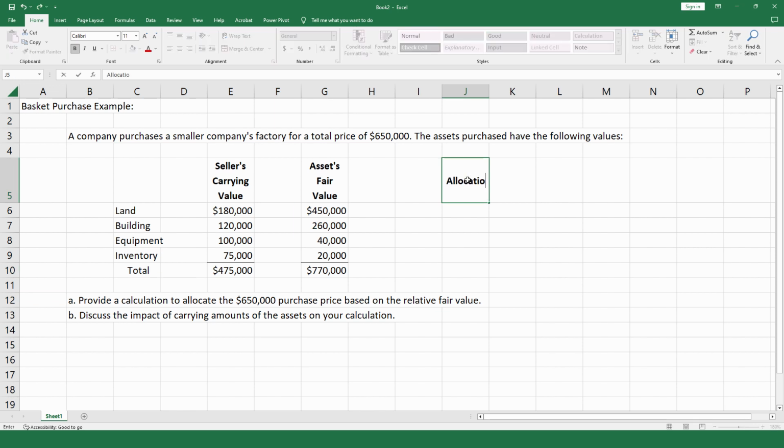So the first thing we need to do is the allocation. The allocation is going to be based on the asset's fair values, and the sum of the allocation must be equal to the purchase price. So in this case, $650,000. To do the calculation, we're going to take each individual asset's fair value, divided by the total fair value, and multiply it by the purchase price. So in this case, for the land, we're going to take the $450,000 divided by the $770,000 and multiply it by the $650,000.